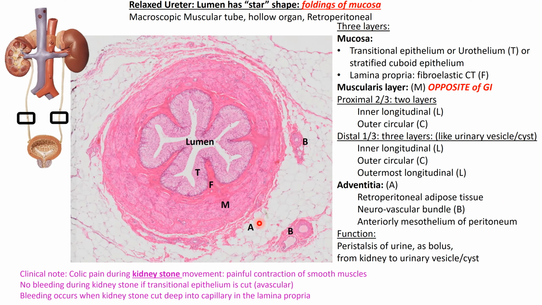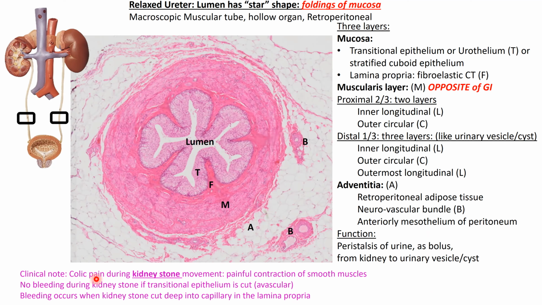And anteriorly, if let's say this is the anterior view, and if you zoom in, you should be able to see mesothelium of the peritoneum. And what is the major function? Peristalsis of urine as a bolus from kidney to the urinary vesicle or cyst. And I would like to ask you guys to please write down clearly what the ureter is doing, if that is the question.